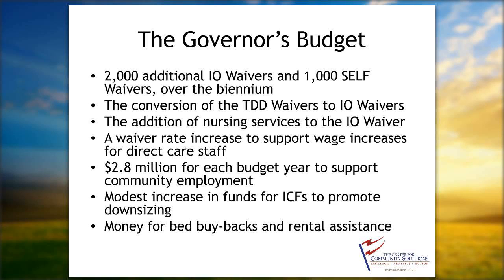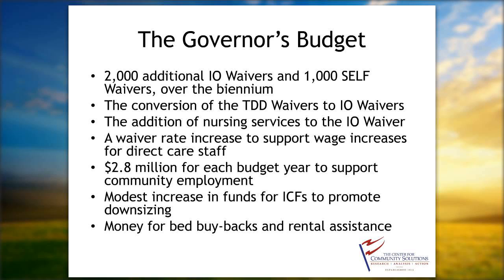The department has announced that if approved, spending would target ICF downsizing efforts, increased funding for community employment, and most notably the addition of 3,000 new waivers. The proposed waivers will include 2,000 additional IO waivers and 1,000 self-waivers over the biennium. How these waivers will be allocated has not been finalized. However, they are intended to target those who are in ICFs and want to leave.